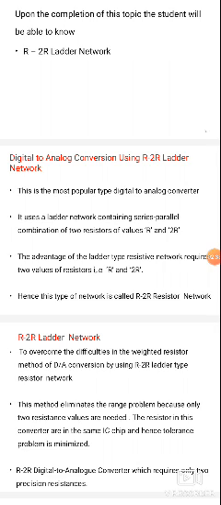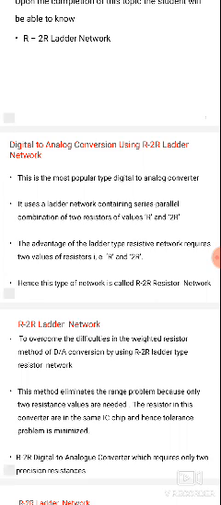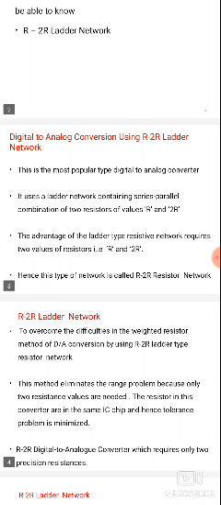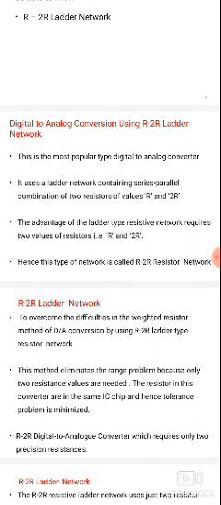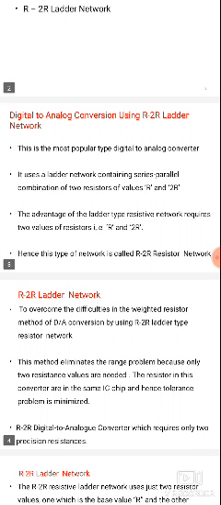The R-2R ladder network is also one type of digital to analog conversion method. This is the most popular type of digital to analog converter method. It uses a ladder network containing a series parallel combination of two resistors. The two resistor values are R and 2R. The complete circuit is designed using only these two resistors, arranged in series and parallel combinations.